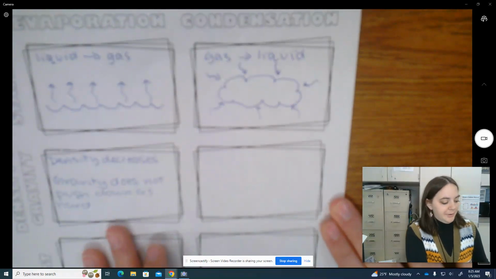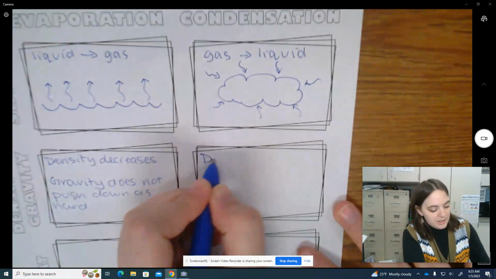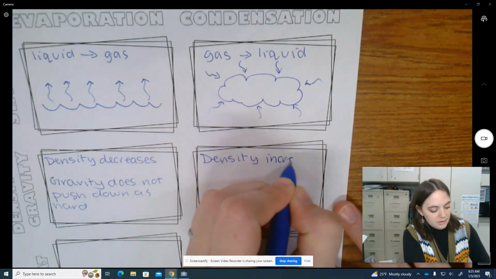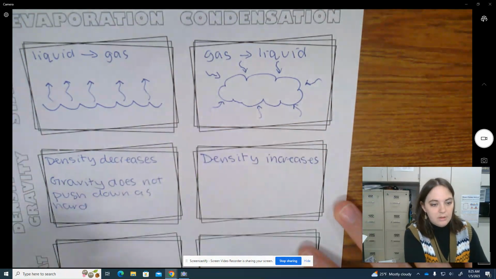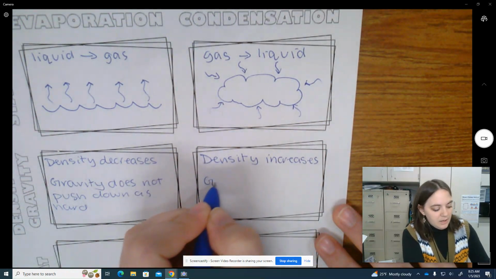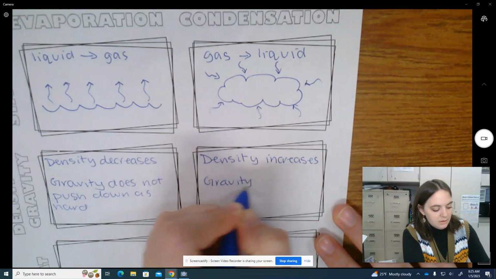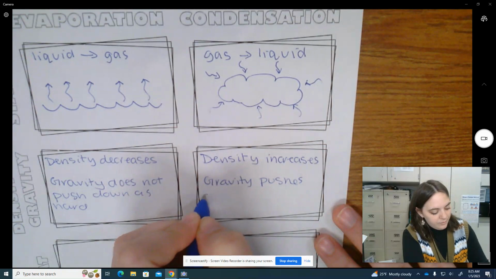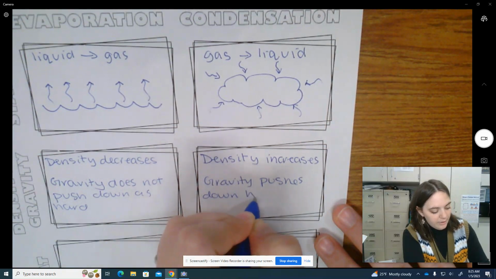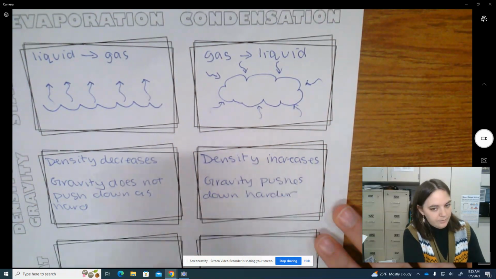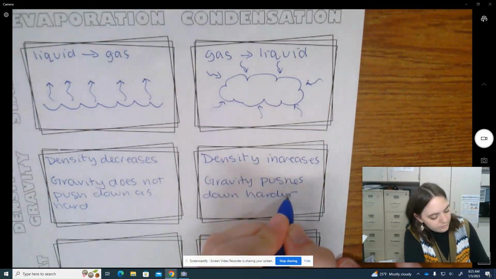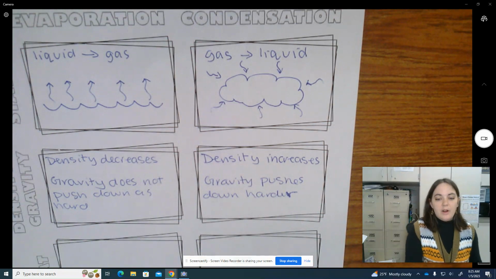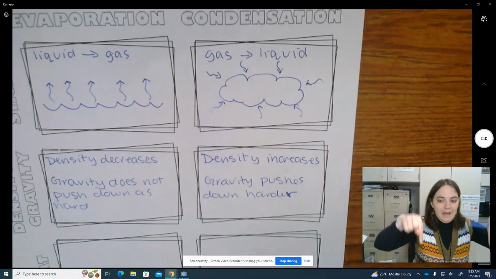For condensation, though, it's the opposite. Density increases. So that means that gravity pushes down harder. So when gravity pushes down harder, the particles want to go down.